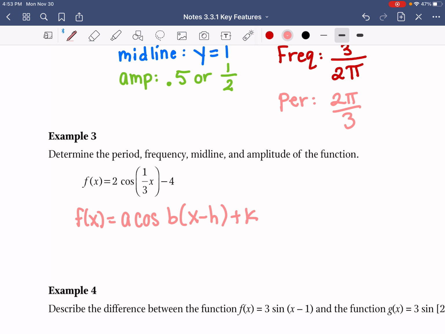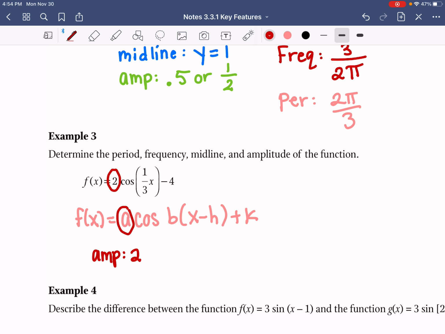Okay, so a cosine b, x minus h plus k. So we have to decide what our pieces are. The number in front right here would be our a. So what does a stand for in our notes? A is the amplitude. So our amplitude is 2, right?